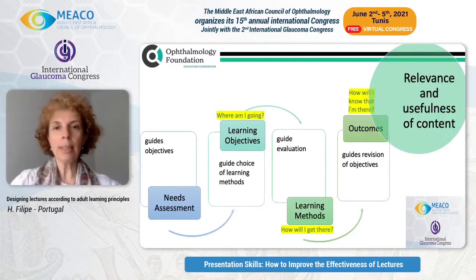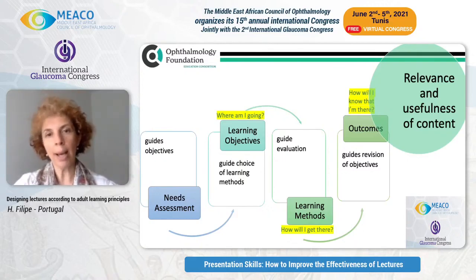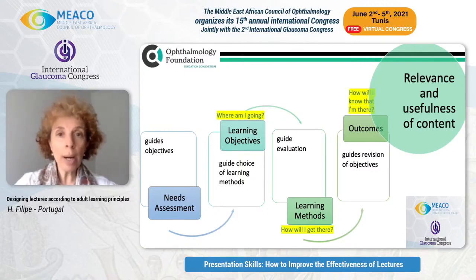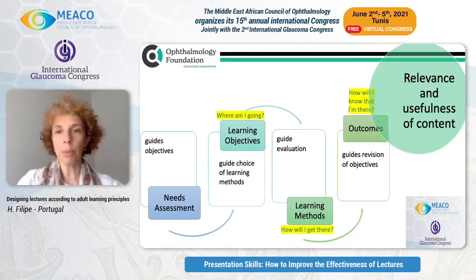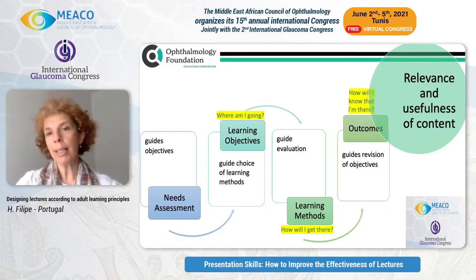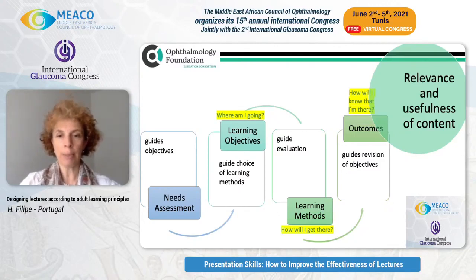This is an iterative model in which each component informs and is informed by other components to answer 3 golden questions. Where am I going? To illuminate the formulation of learning objectives for this same learning experience. How will I get there? To decide about the most adequate educational strategies. And finally, how will I know that I'm really there? And this accounts for the strategies for assessment of the outcomes.